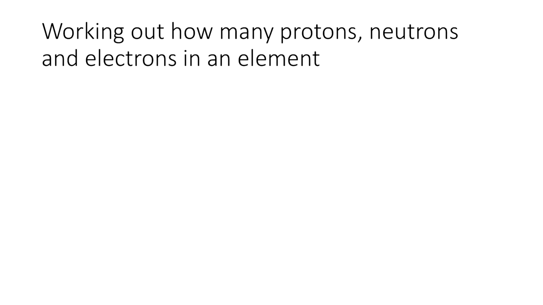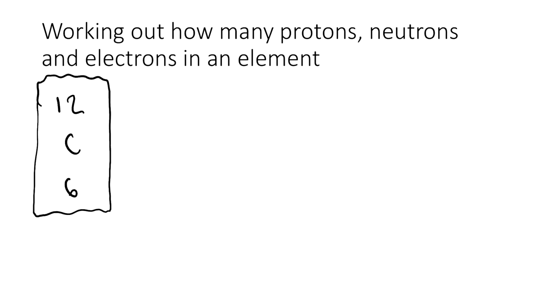Now you can work out how many protons, neutrons or electrons there are in a certain element by looking at the periodic table. Okay, so I'm looking at the periodic table now and I'm bringing up carbon. Now carbon looks like this on the periodic table. Okay, these are the numbers on the periodic table for carbon.